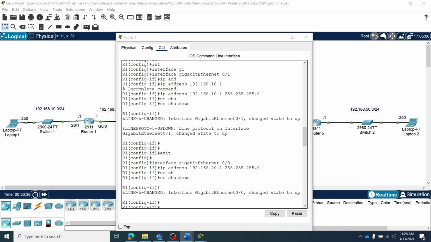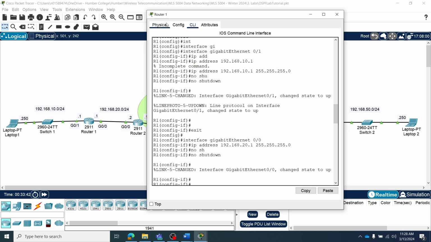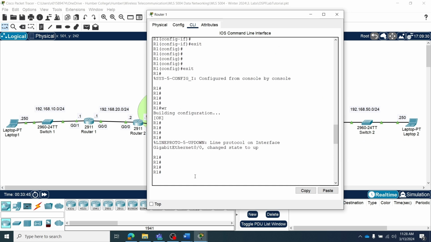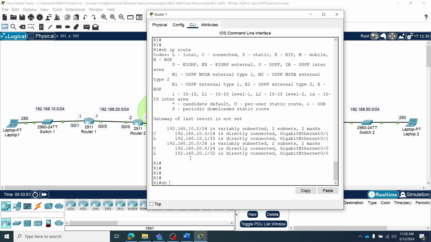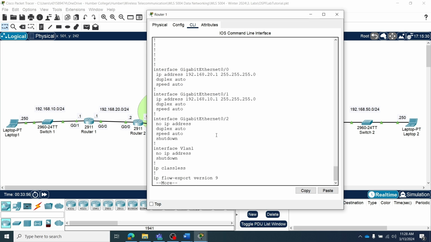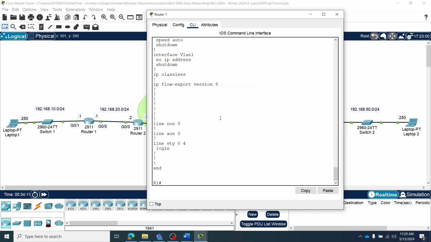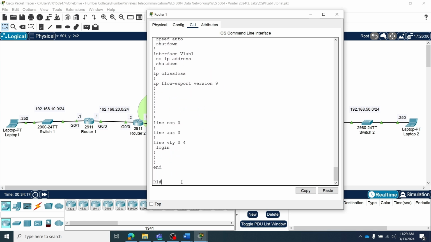To configure OSPF on router 1, let's see what configuration we have. Show running configuration. We can see we configured the GigabitEthernet 0/0 and GigabitEthernet 0/1 interfaces with IP addresses on the 20 and 10 networks, and we do not have any OSPF configuration, right? So now let's configure OSPF.